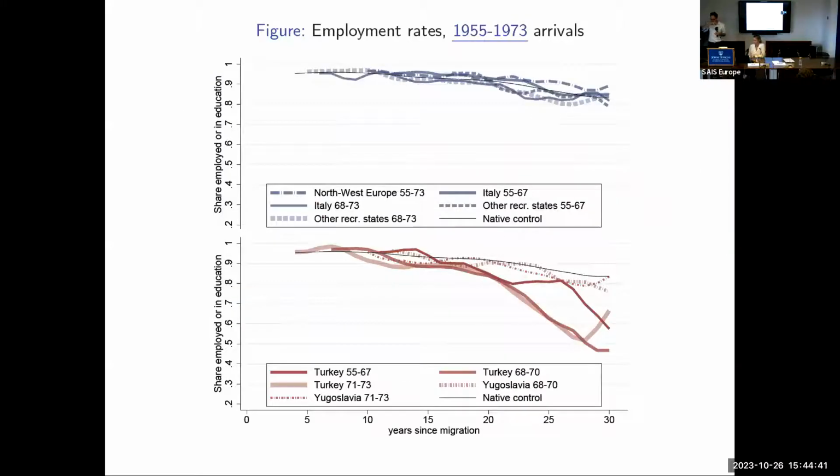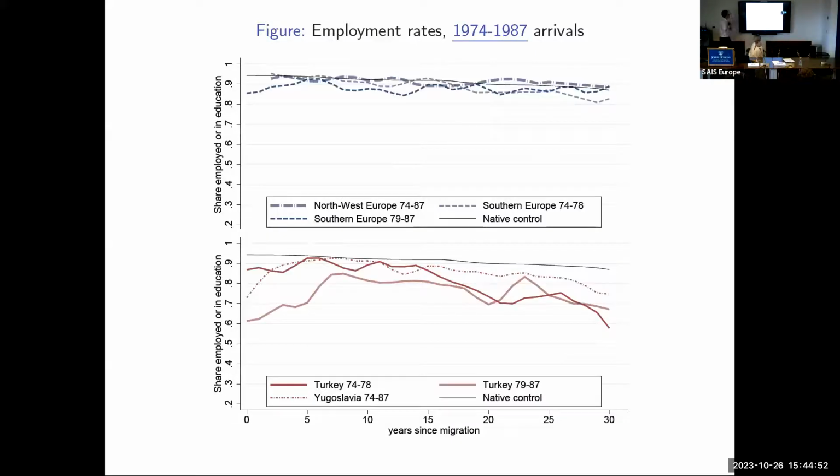But first, to show you all the evidence, let me show you these profiles for all these different arrival periods. So these were the ones we were looking at. This was the recruitment period. This is the consolidation period. Again, you see that some groups have very high employment rates, but there are quite a few groups that have employment rates that are systematically below the employment rates of natives. And the gaps are often quite large, right? The gaps are often 10, 15, or 20 percentage points. So large gaps in employment.